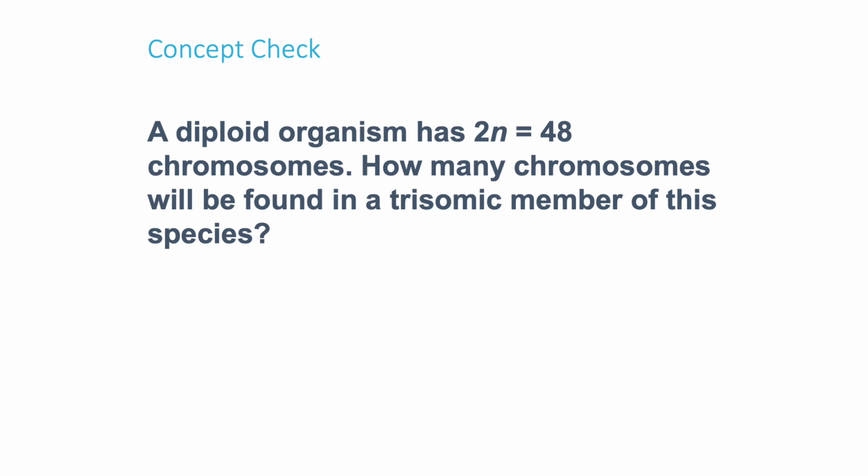And now, just to brush up the concept, let's say a diploid organism has 2n equal to 48 chromosomes. So how many chromosomes will be found in a trisomic member of this species? We learned that trisomy is a condition where the total number of chromosomes is represented by 2n plus 1. In this case, 2n is 48, so 2n plus 1 would be 49. So the trisomic individual would have 49 chromosomes.